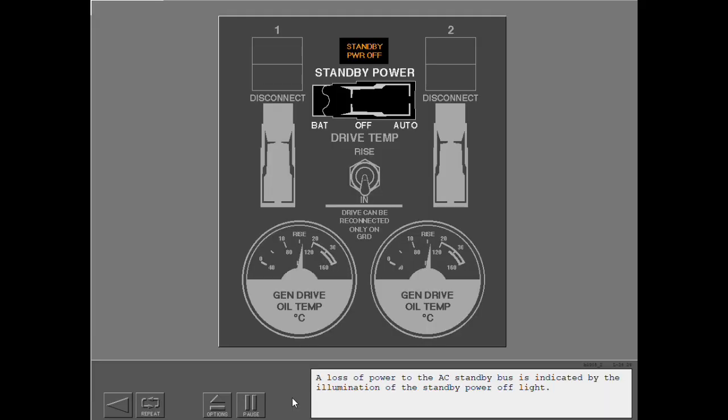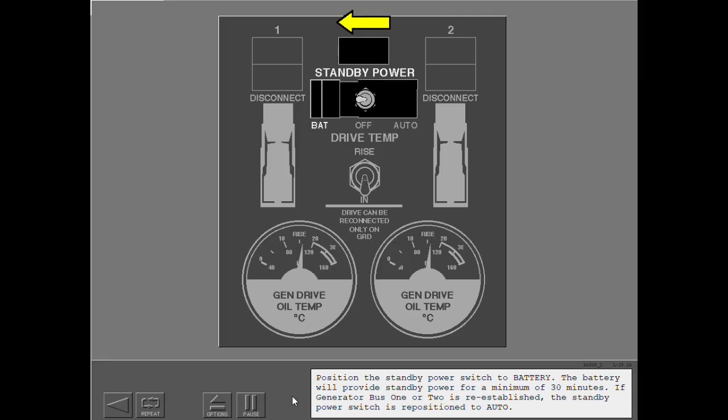A loss of power to the AC standby bus is indicated by the illumination of the standby power off light. Position the standby power switch to battery. The battery will provide standby power for a minimum of 30 minutes. If generator bus 1 or 2 is re-established, the standby power switch is repositioned to auto.